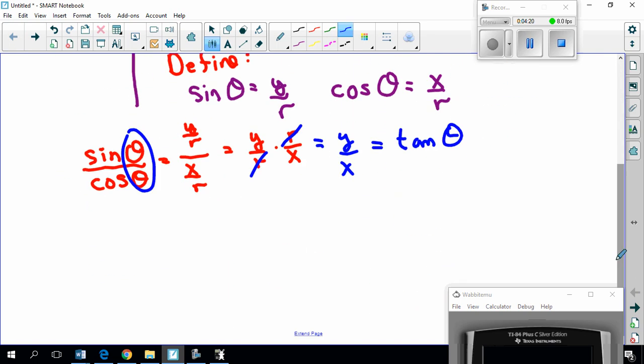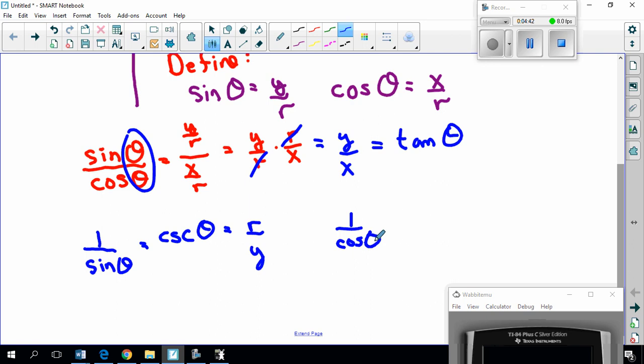Adding to this, since I'm defining things, I like to define the reciprocal of sine, meaning 1 over sine theta. I'm going to just call it cosecant theta. And that's just going to be r over y. And I'm going to define 1 over cosine theta to be secant theta. And that's going to be r over x.